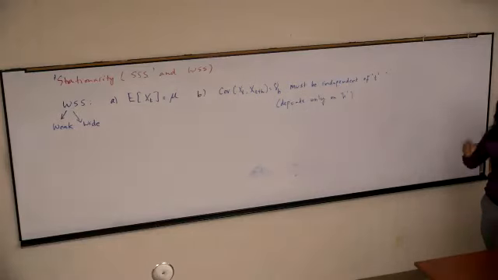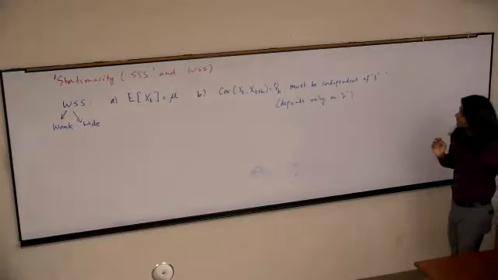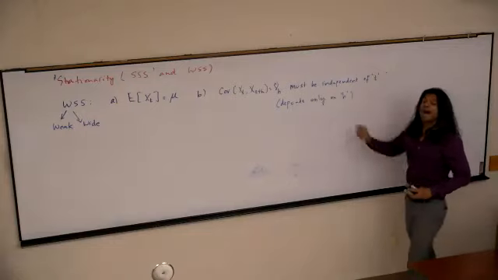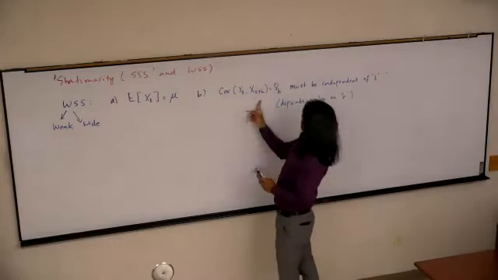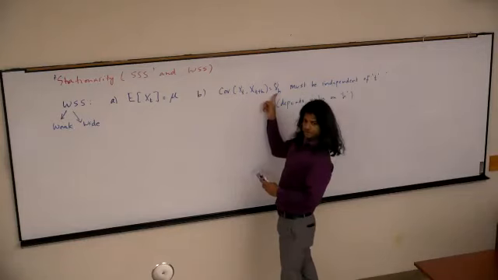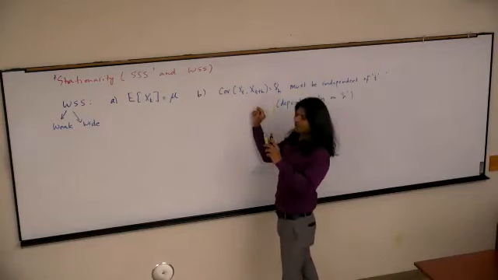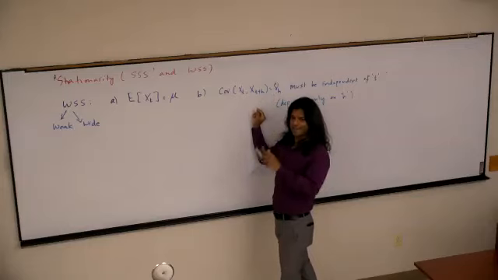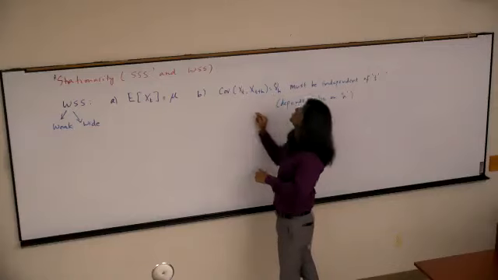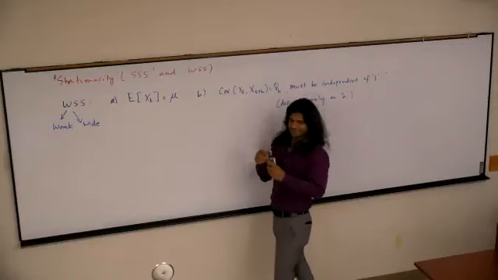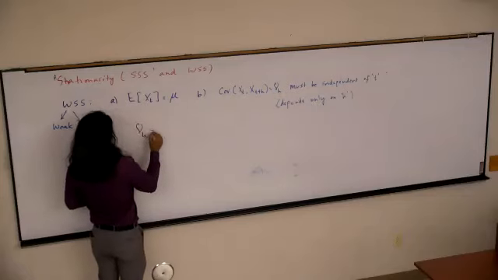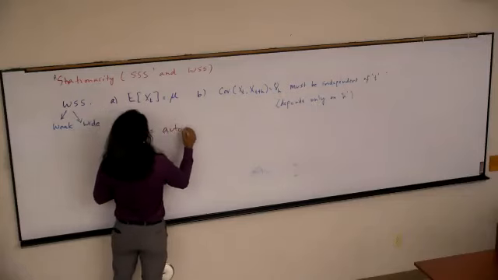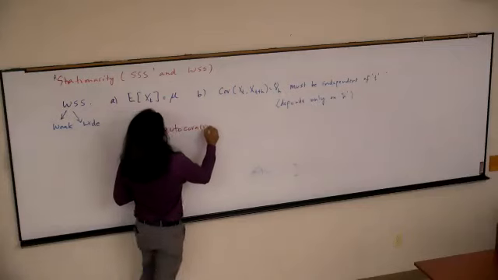So, yes. What was the name of that notation? It is the autocovariance function for lag h. But what's the name of the sign? Gamma. So gamma sub h is the autocovariance function.